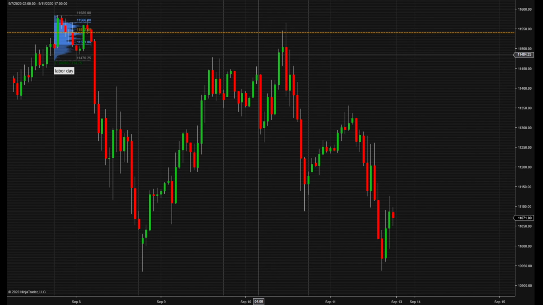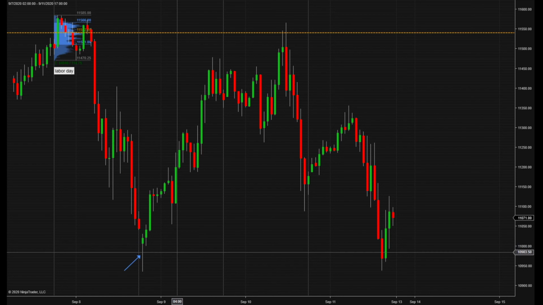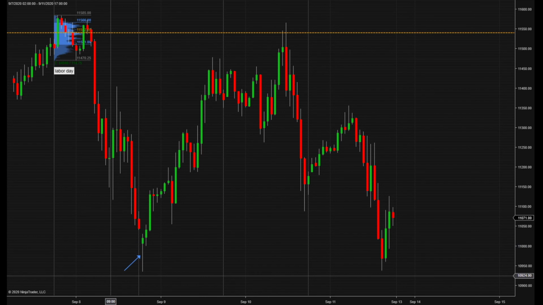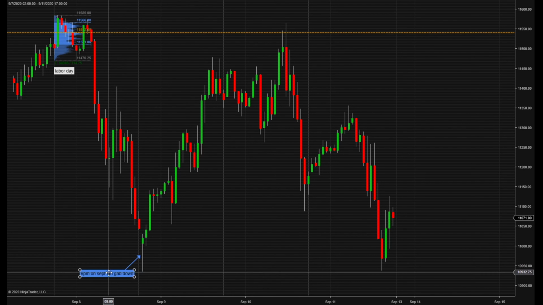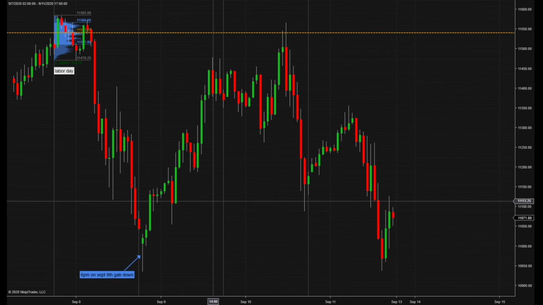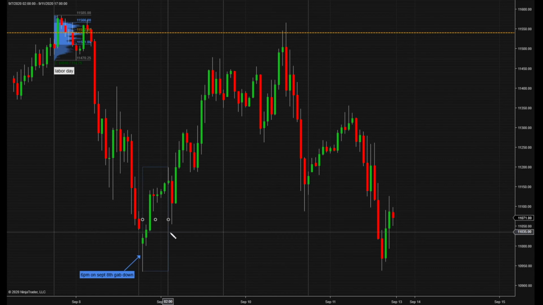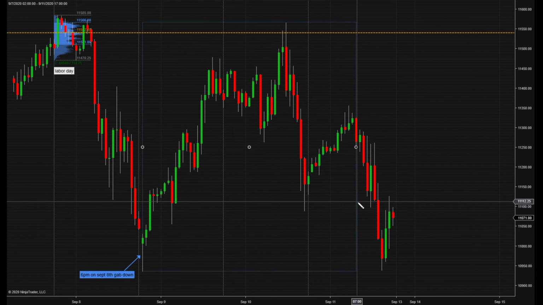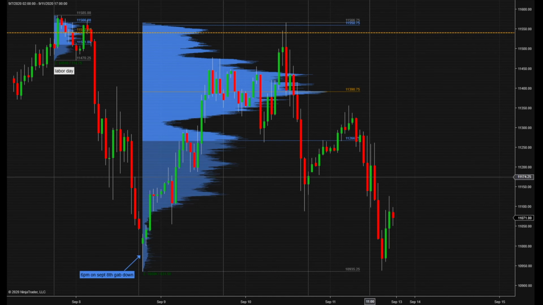Next, we'll do the same thing. Just for consistency purposes, I'll draw this arrow right here so you guys know this right here was the 6 p.m. on September 8th gap down. And just like with the ES, we're going to draw out our volume profile from this gap down all the way up until the price action that I saw right before the market opened. So we'll stop right here around 8 a.m. as I'm doing my pre-market analysis, and we'll see this is where I got that point of control.